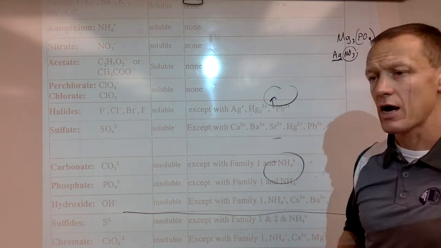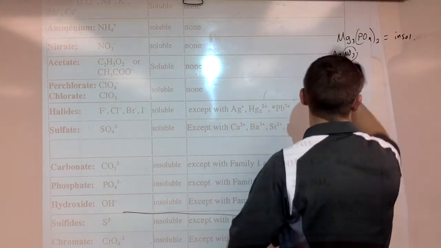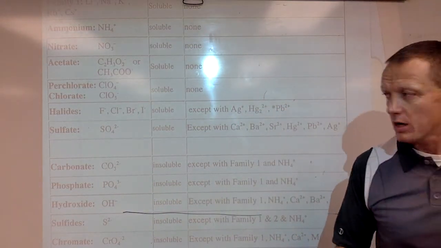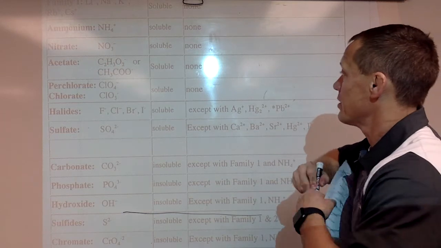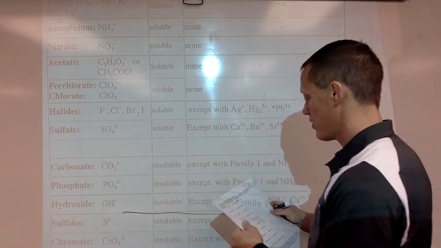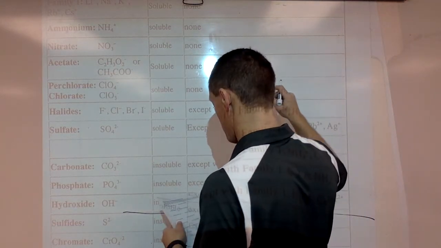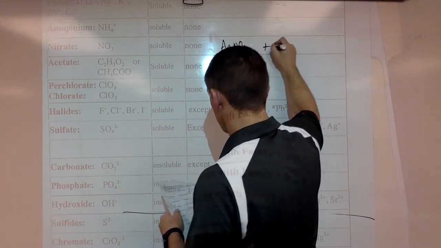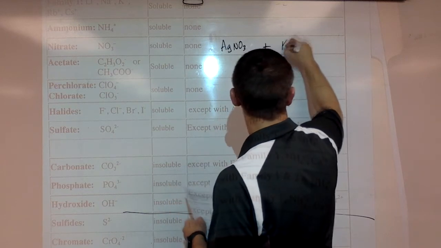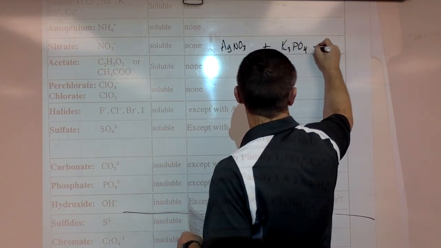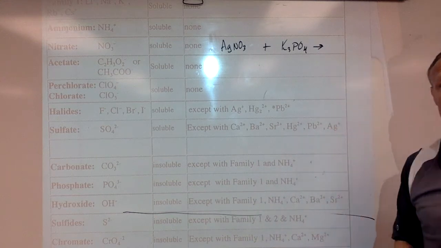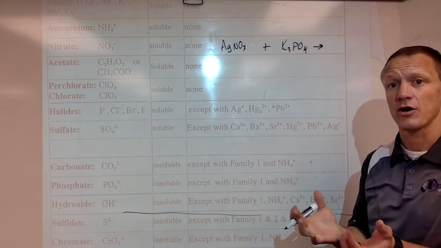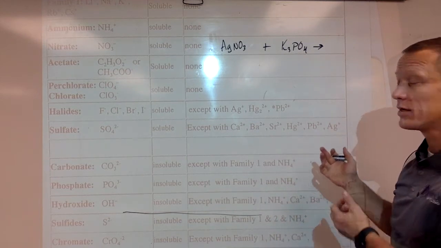All right. So now, if you're writing a double replacement reaction, briefly, I will do just a couple of these. Let's say we have some silver nitrate with some potassium phosphate. So we got this double replacement reaction going on. Both of these things would be soluble, by the way. In double replacements, the two reactants are always going to be soluble. You're looking for an insoluble product in double replacement.